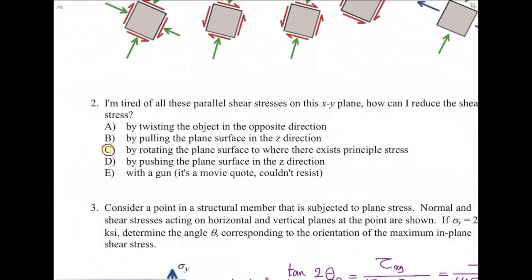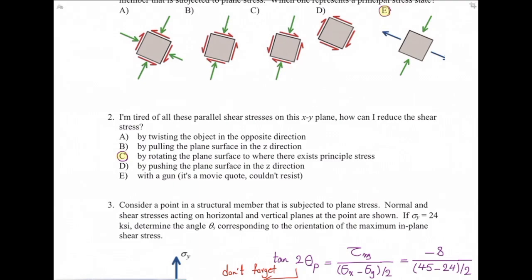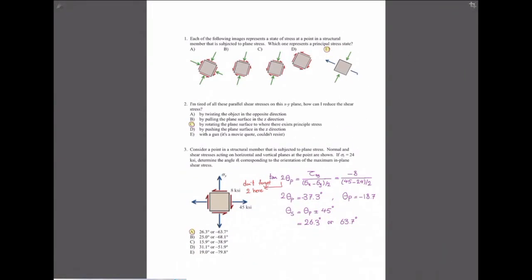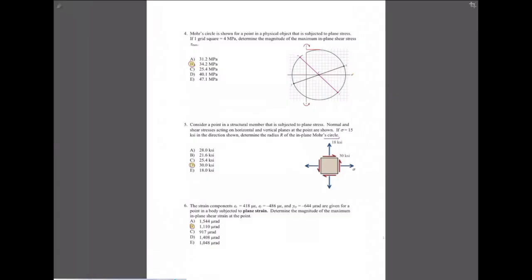Okay, question number 2. I'm tired of all these parallel shear stresses on the xy plane. How can I reduce the shear stress? It basically asks, how can we reduce the shear stress? We need to move toward the principal stress, because in that plane, the shear stress is 0. So simply by rotating the plane surface to where there exist principal stresses, option C. All right, feel free to ask questions if you have any.